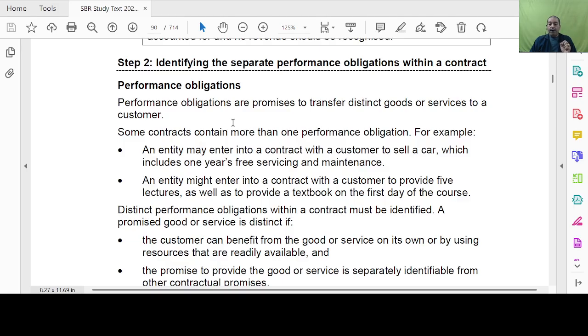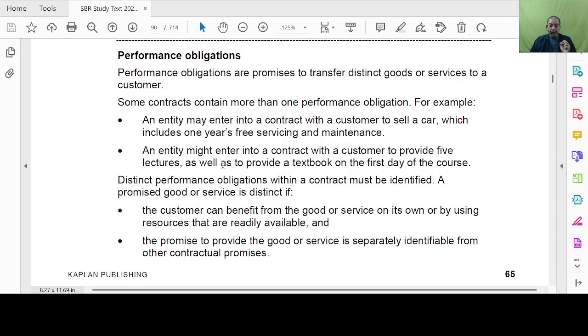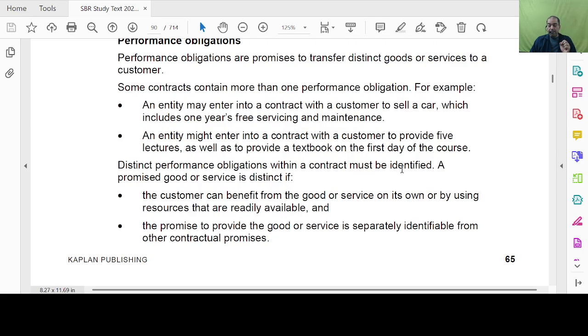So performance obligations are promises to transfer distinct goods or services to a customer. Distinct performance obligations within a contract must be identified. A promised good or service is distinct if, what are the 2 conditions? The first condition, customer can benefit from the goods or services on its own or by using resources that are readily available. So when I provide a television set for you, can you enjoy the benefit of that television set? Yes. You may be having your own dish antenna, right? You just have to connect it and play.